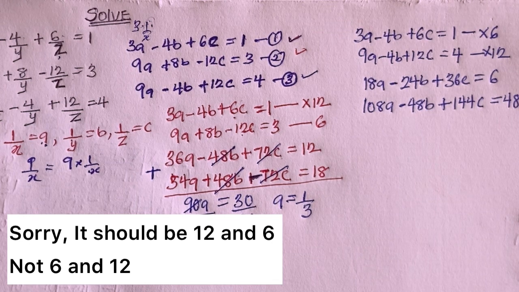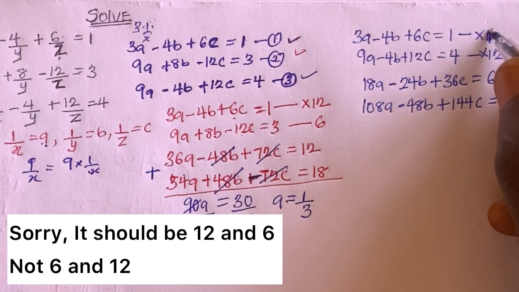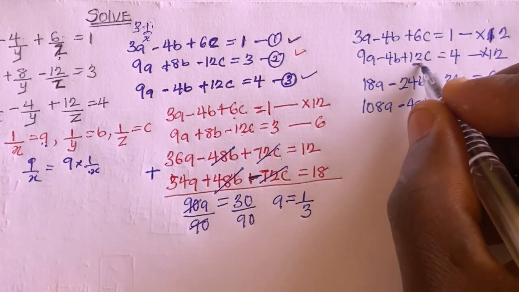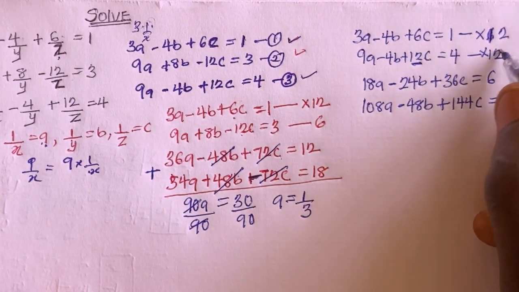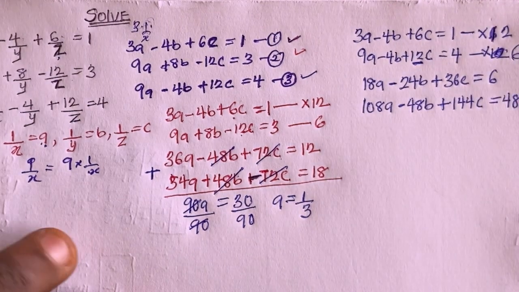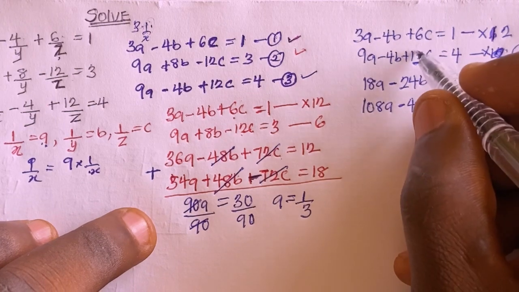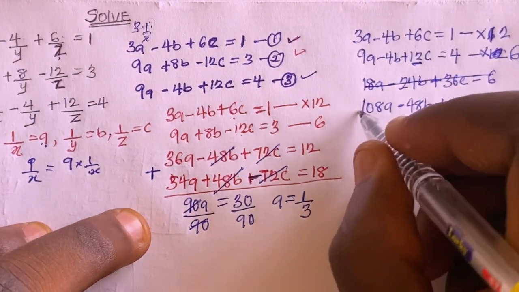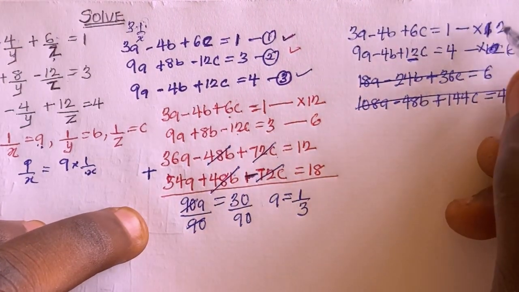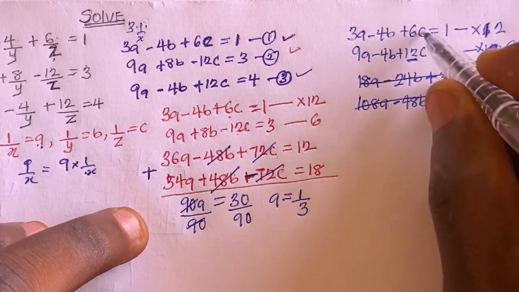I want to eliminate C, right? I should have multiplied this by 12 because the coefficient here is 12, and I should have multiplied this by what? By 6. Exactly. Because I wanted to make the coefficients equal, right? So this is actually a wrong idea. Then I'm going to multiply this by 12, and this by 6, since I want to eliminate my C.